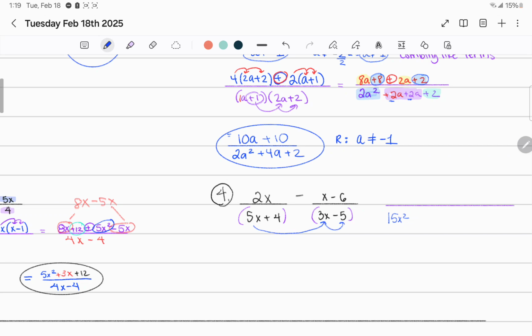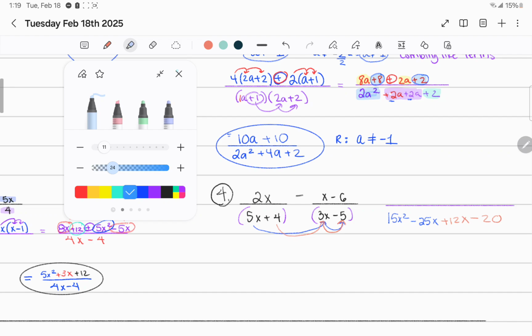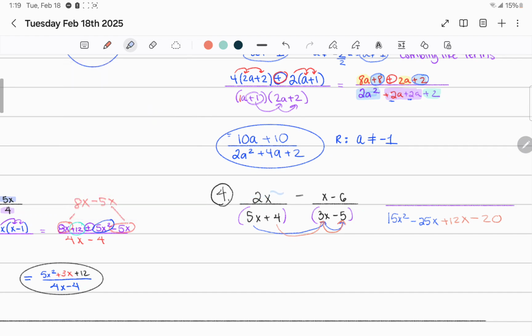5x times 5 would be negative 25x. And then we do 4 times 3. That's positive 12x. And then 4 times negative 5, that's negative 20. And then we'll go back and combine the bottom in a second. So that's multiply the bottom. Next, we want to cross multiply.